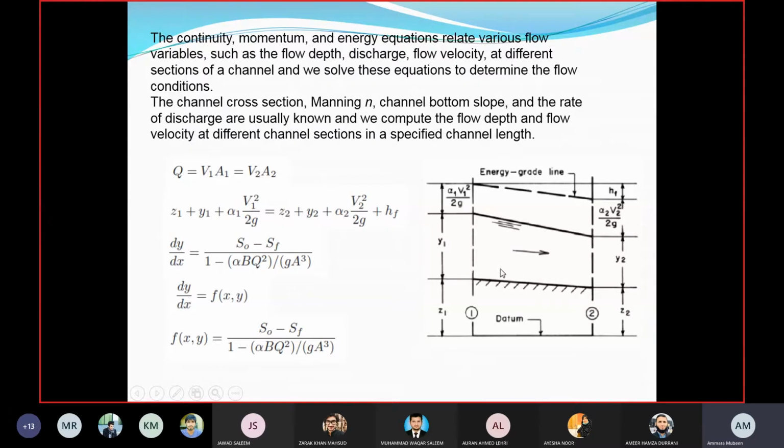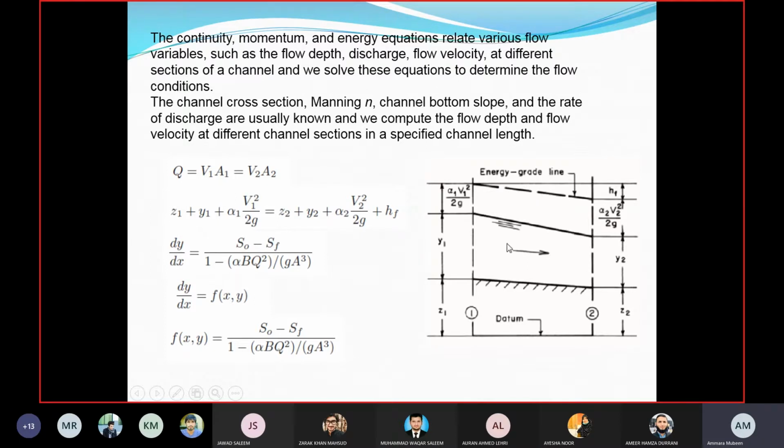So if this is the longitudinal view of a river, or you can say any open channel, this is the bed of the channel. This is the water surface profile, the water surface, and this is the energy grade line. What is the energy grade line? The line joining the points of total energy head is the energy grade line.